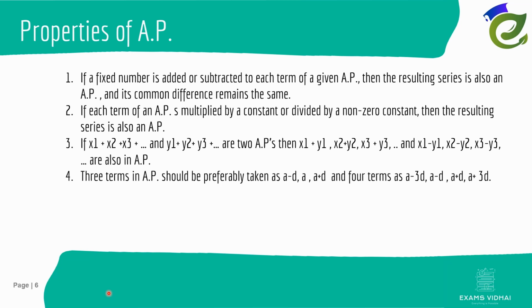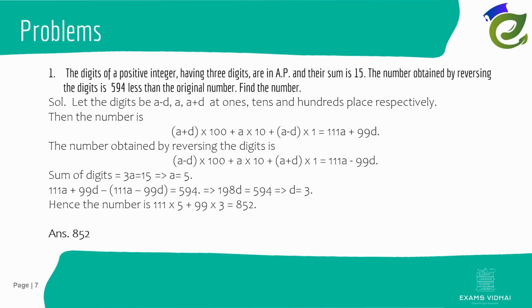Next, when you are required to take three terms in AP, preferably take them as a minus d, a, a plus d. And for four terms, take them as a minus 3d, a minus d, a plus d, and a plus 3d. Now let's look at the problem.